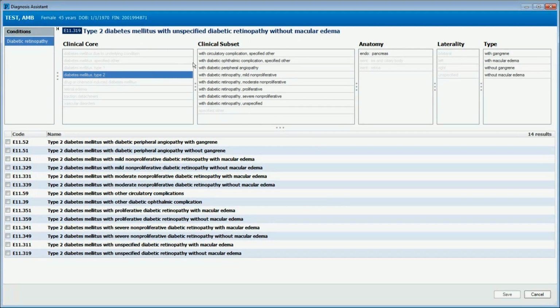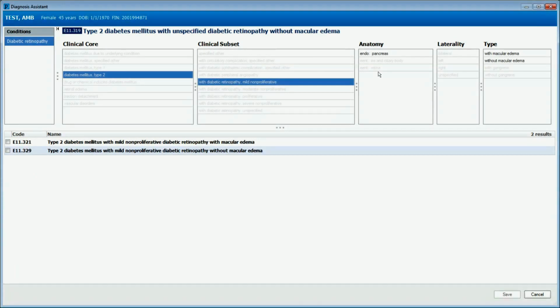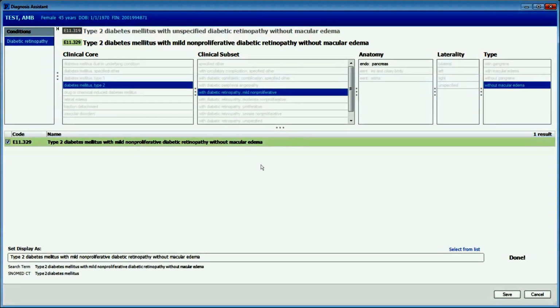You know this is involving the eye. So you have diabetic retinopathy, and it was mild. So remember from the report, it was non-proliferative. And you want to say without macular edema. Why? Because this is what was mentioned. I mean, it didn't mention it in the report, but if it didn't mention macular edema, you assume that it was not present. By going through your different options here, clinical core, clinical subset, anatomy, laterality, and type, you're able to get a more specific code.